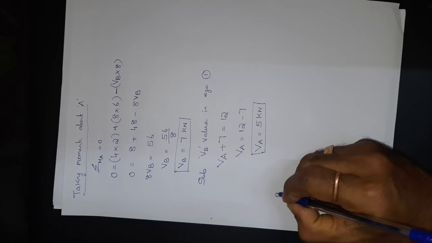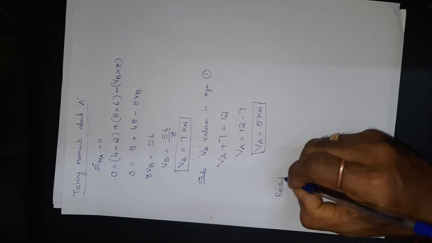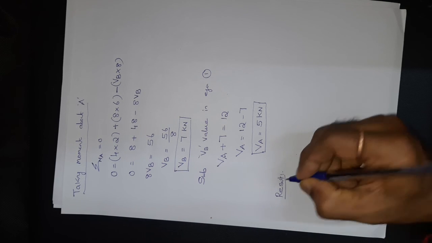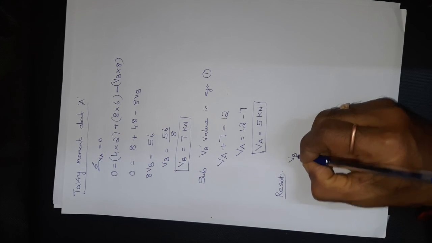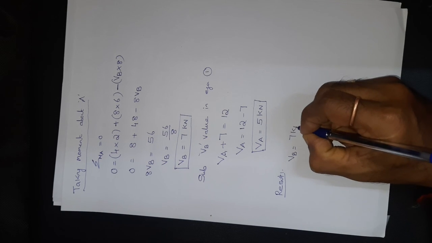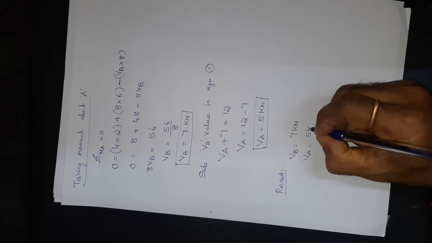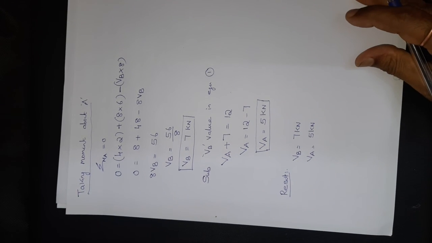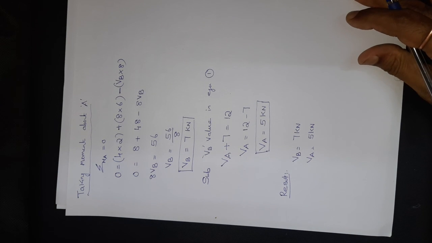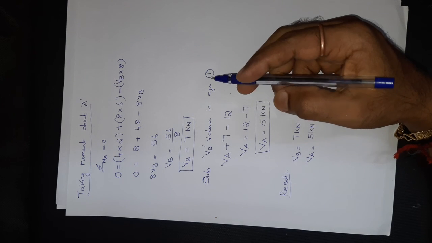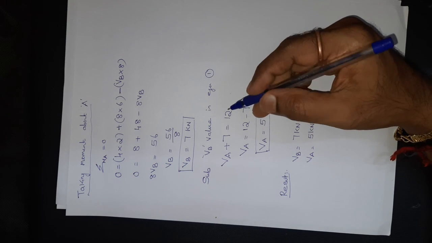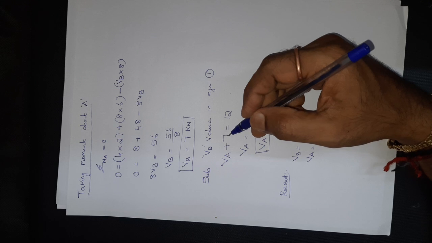So right, at last you have to mention the result. So VB equal to 7 kilonewton and VA equal to 5 kilonewton. Hope you have all understood how to solve such problems on support reactions. Thank you.